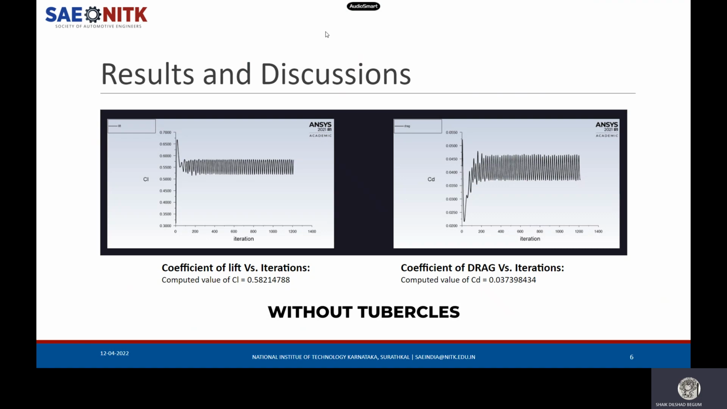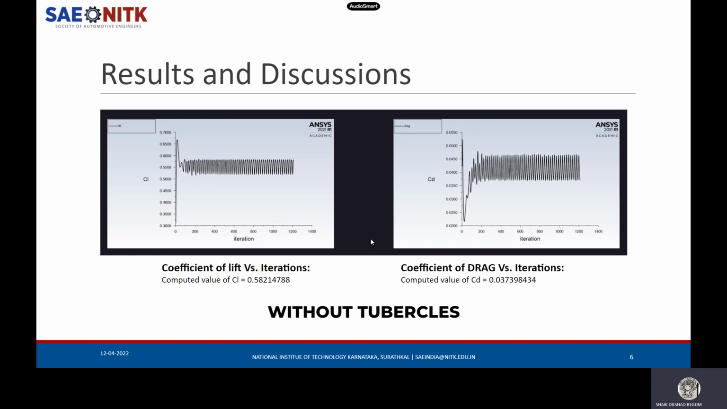So the results are as follows. This is the graph of coefficient of lift versus the number of iterations, and the coefficient of drag versus the iterations. The computed value of coefficient of lift is 0.58214, and the computed value for the coefficient of drag is 0.03739. This is for the without tubercles model.